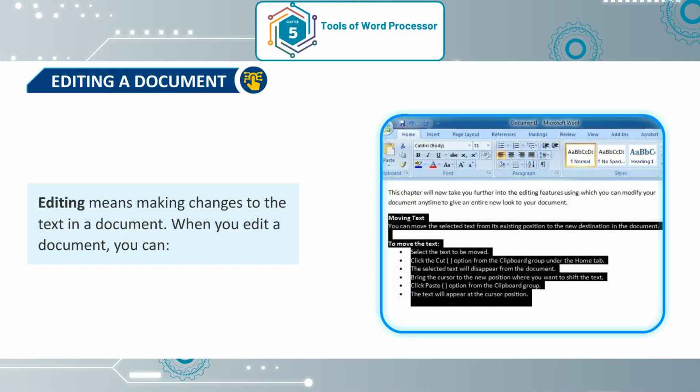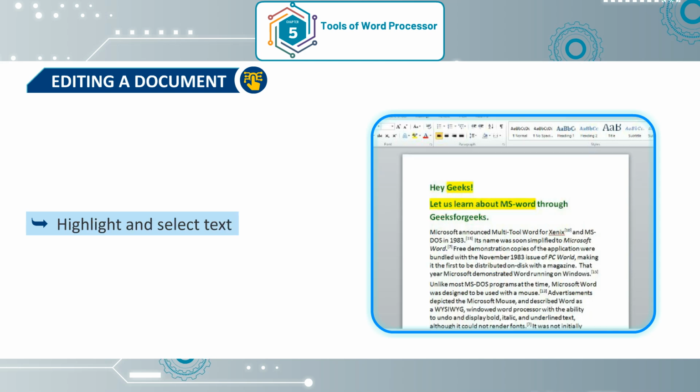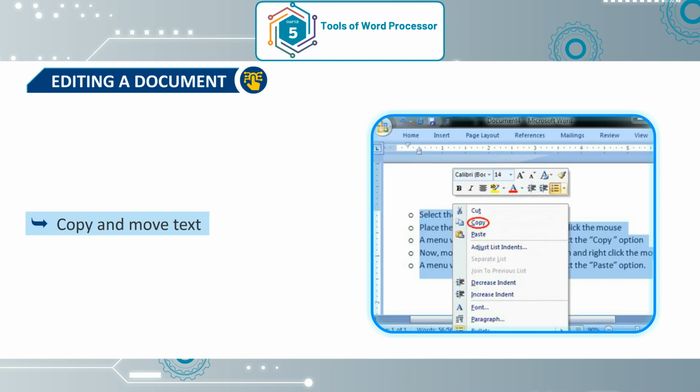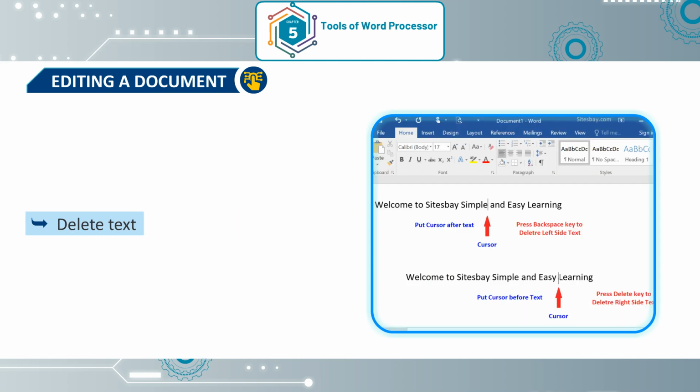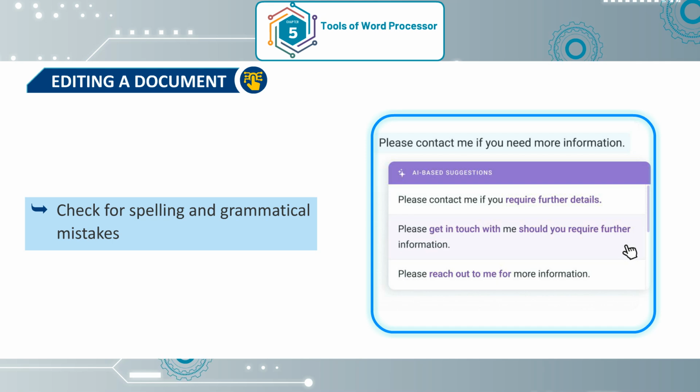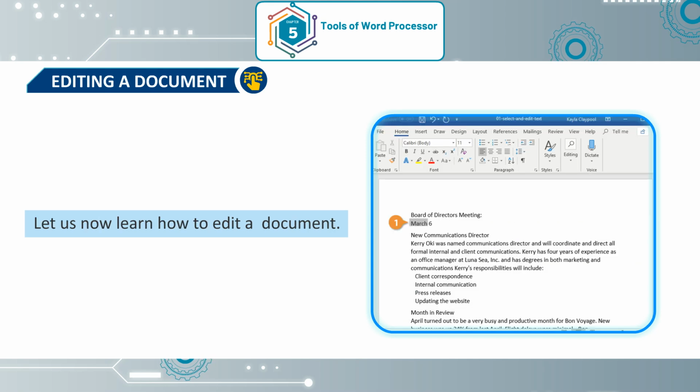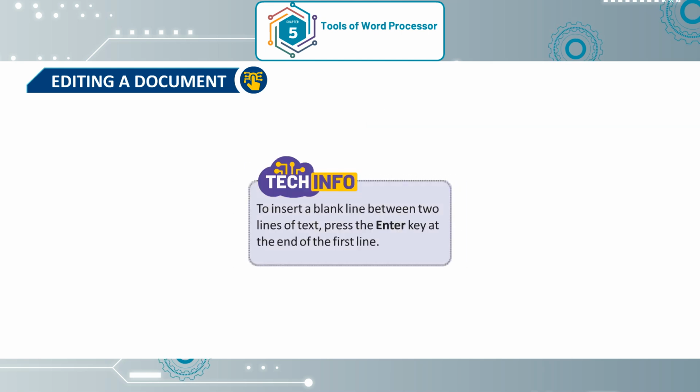Editing a document. Editing means making changes to the text in a document. When you edit a document, you can insert new text, highlight and select text, copy and move text, delete text, and check for spelling and grammatical mistakes. Let us now learn how to edit a document. Tech info: to insert a blank line between two lines of text, press the Enter key at the end of the first line.